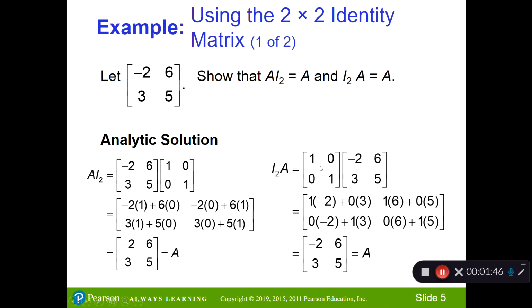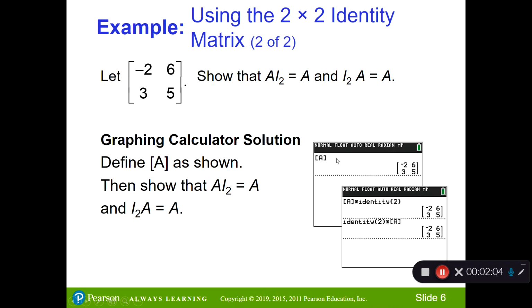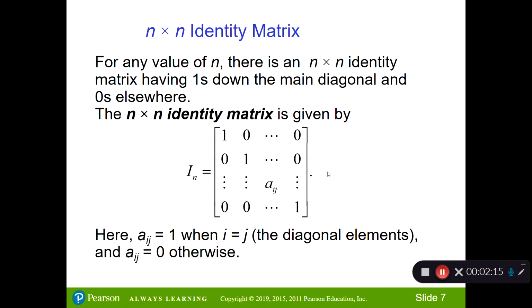Notice this results in exactly what we started with, the matrix A. If I multiply in the other direction, I see the same. We'll just do a couple here. 1, 0 times this first column: 1 times negative 2, 0 times 3, gives me a negative 2 in the first place. It doesn't change the matrix. It's the identity matrix. We can also use our calculator to show it. Here are the calculator commands, but we're really not going to multiply the identity matrix on our calculator because we know it doesn't change the value of the matrix. So our n by n, any dimensions, like a 3 by 3, would have 3 rows, 3 columns, ones down the diagonal, zeros everywhere else.